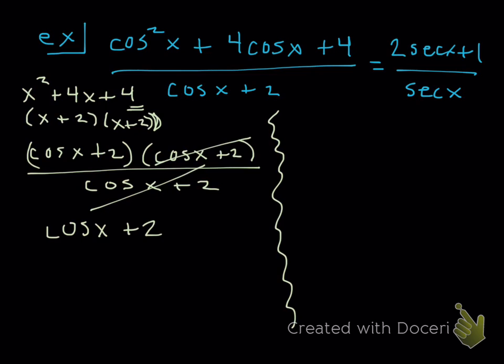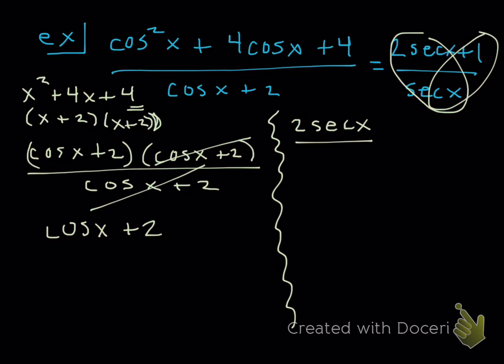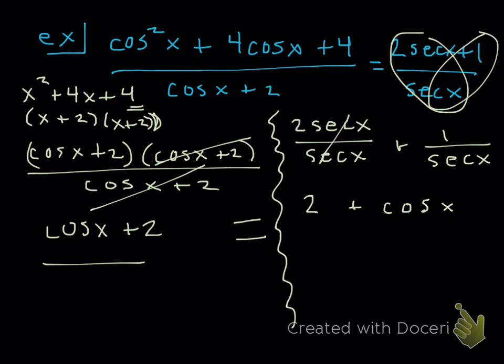On the right-hand side, we could separate this into two fractions, so I'm going to pull this apart. So I would have 2 secant of x over secant of x plus 1 over secant of x. So the secants are going to cancel and I'll be left with 2, and I know 1 over secant is cosine of x. So when we get to this point where I've proven that they can be changed to the same thing, I can now say that the identity is verified. So we're going to do another problem where we work with both sides.